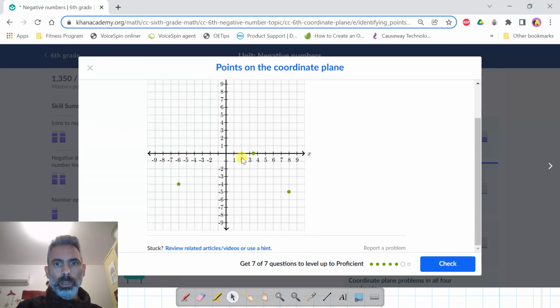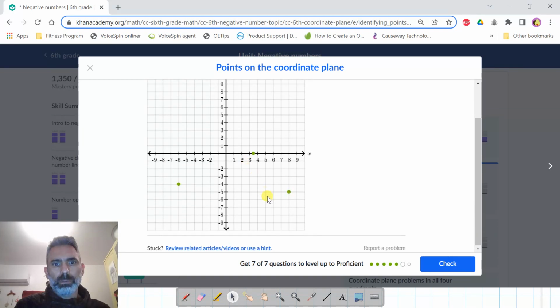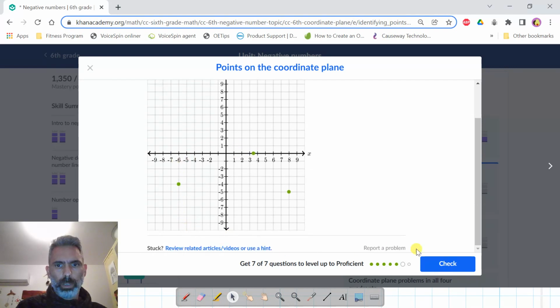Okay, let's make sure. 8 and negative 5. 8, negative 5, so that's correct. 3.5 and 0. Negative 6, negative 4. Okay.